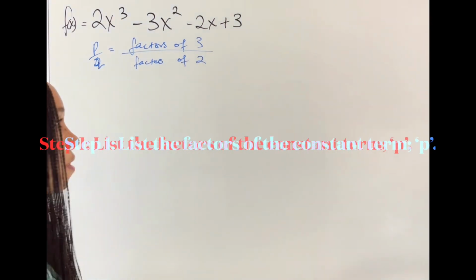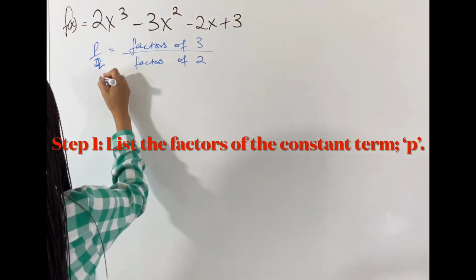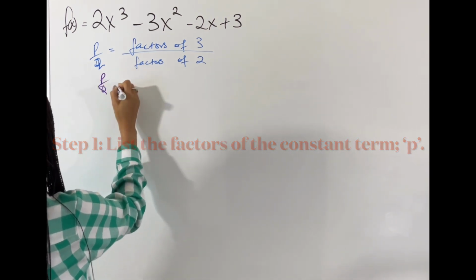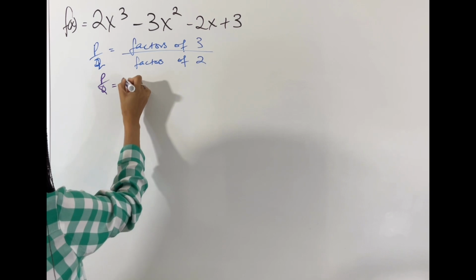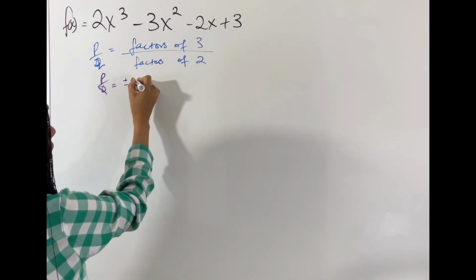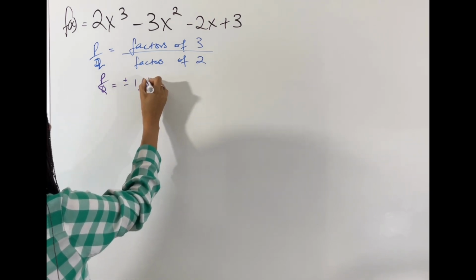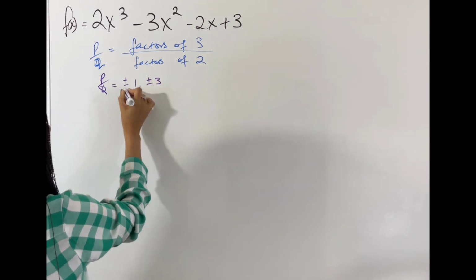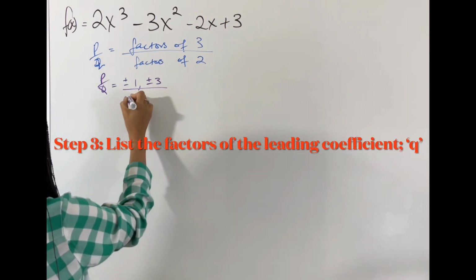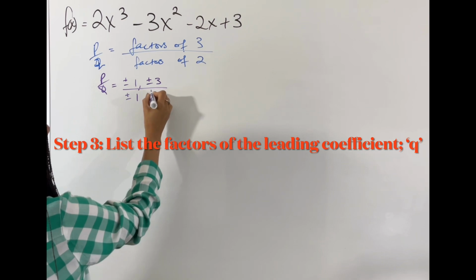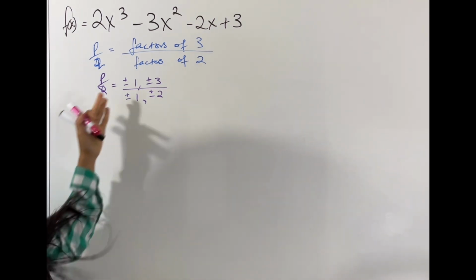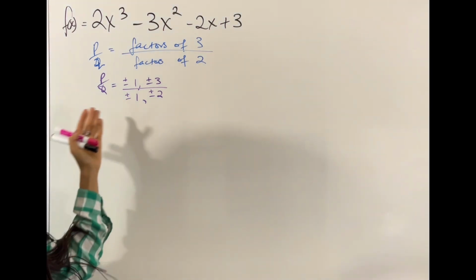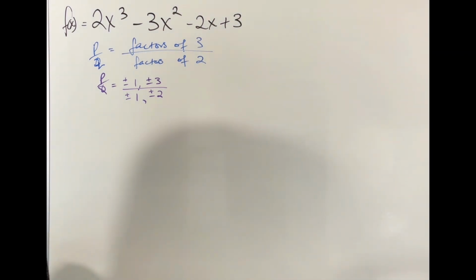We are going to list the factors of 3. So p over q, and the factors of 3 are plus or minus 1, plus or minus 3, and then the factors of 2 are plus or minus 1 and plus or minus 2. So we only have 2 factors on the top, and we also have 2 factors on the bottom.